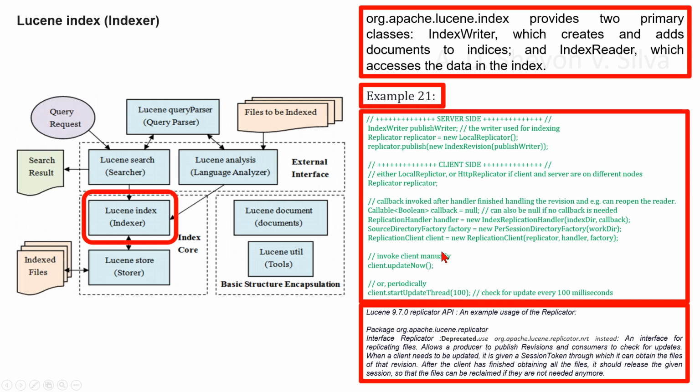ReplicationClient is the helper utility for performing the update operation. It can be invoked either manually or periodically by starting an update thread. HTTP replicator can be used to replicate revisions to consumers that reside on a different node than the producer. The replication framework supports replicating any type of files, with built-in support for a single search index.